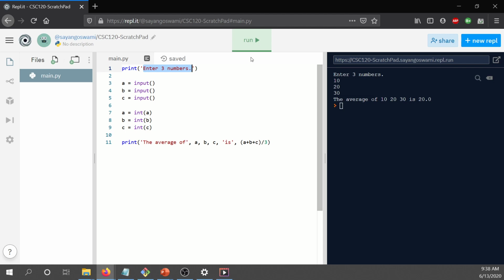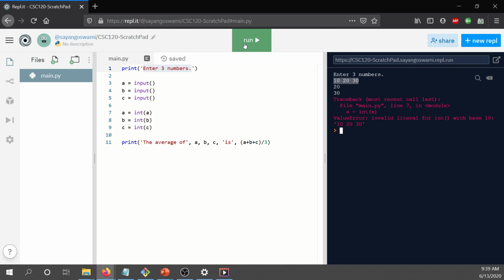By the way, the numbers have to be in separate lines. You cannot have something like 10, 20, 30 together. This is incorrect. It will still wait for the other two numbers, and then it would fail, because 10, 20, 30 is not a single number. It's a string. But anyways, that's just another way of doing things. You can just print once and then input three times, without prompts.